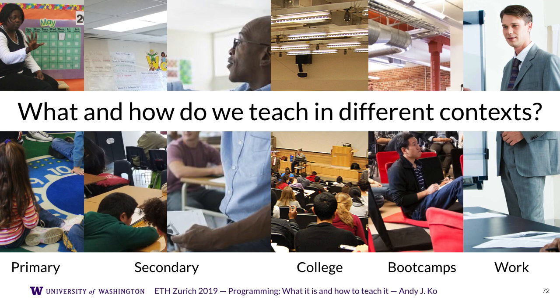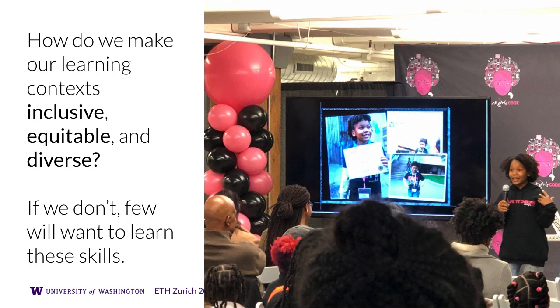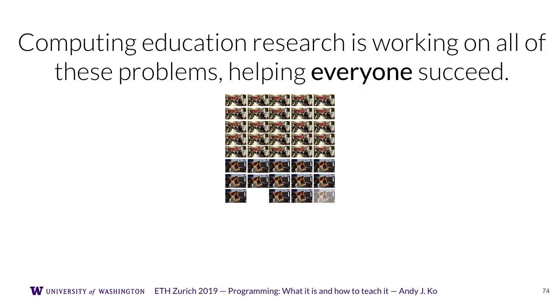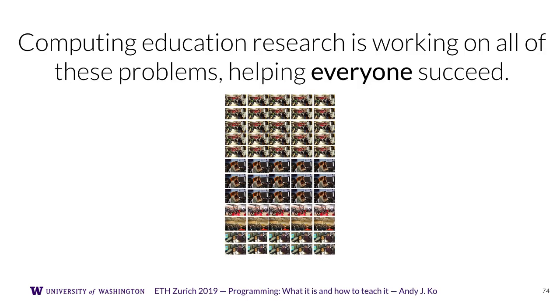And then finally, and I think most importantly, we have to understand how to make our learning contexts inclusive and equitable and diverse. If we don't, really few people will actually want to learn these skills, and the diversity of those people will be really low. And so this is what computing education research is doing. It's working on all of these problems, trying to help everyone succeed. I hope you can join us and try to contribute some of your expertise in doing this as well.